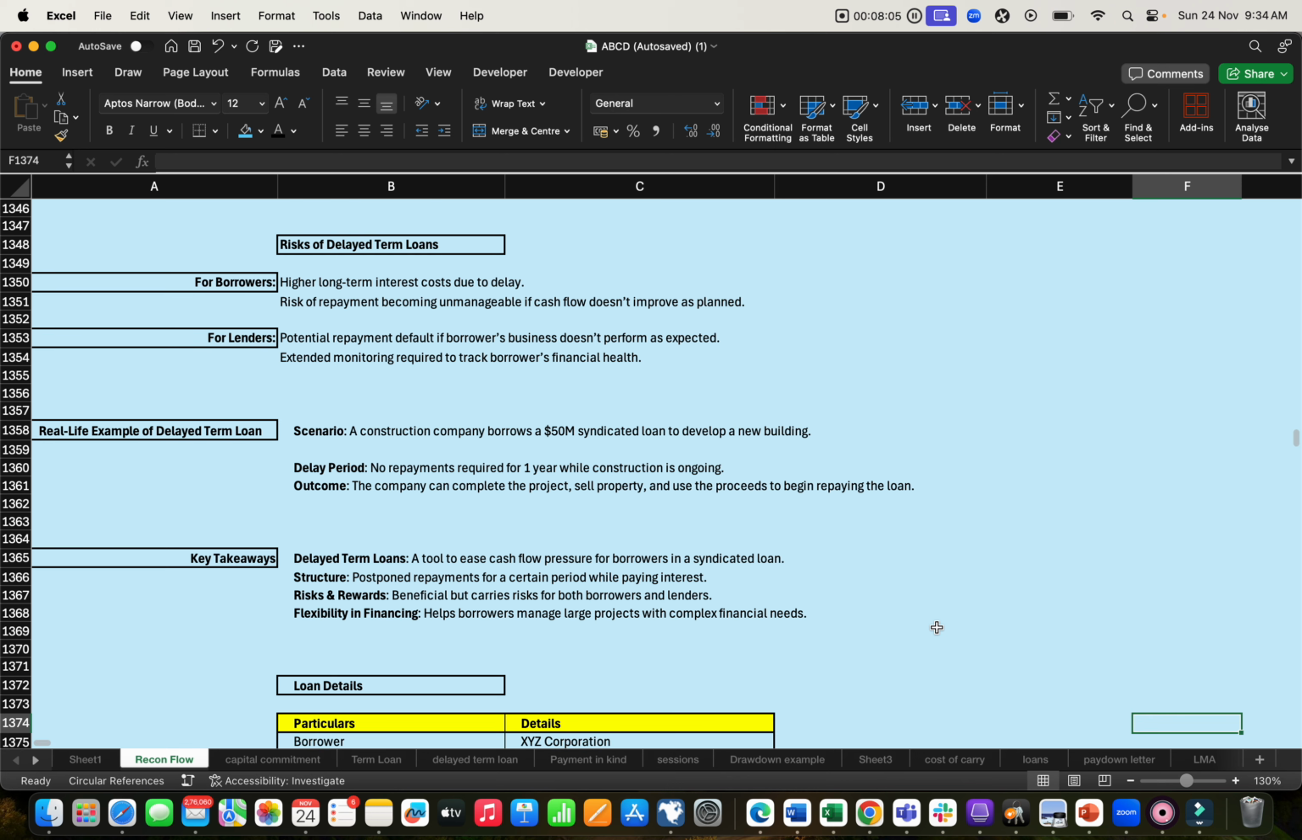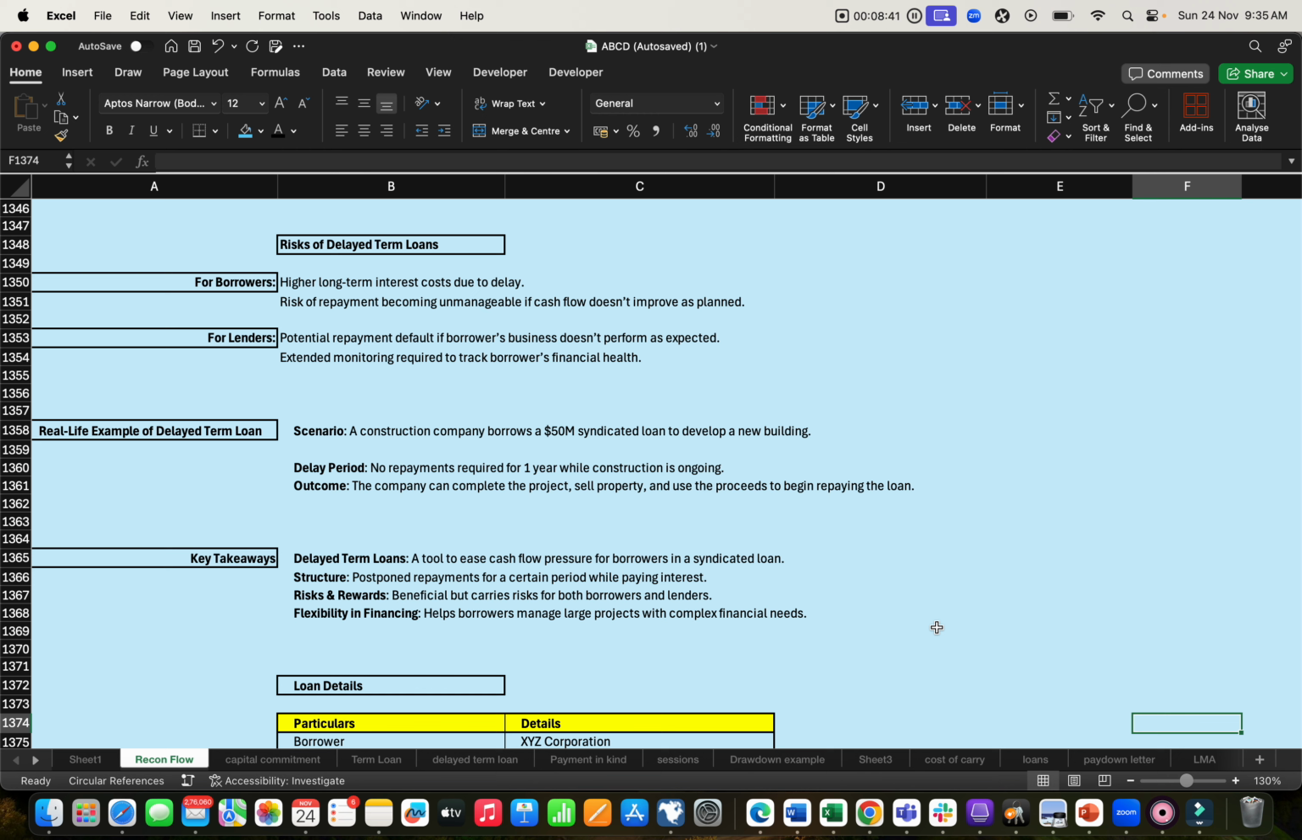So key takeaway from the delay term loan. A delay term loan is a tool to ease cash flow pressure from the borrower. So mainly delay drawdown is used for releasing the pressure from borrower, and when he gets money, he will start the repayment, as we saw in the example of a construction company. Postponed repayment for a certain period, while paying interest. So if repayment gets postponed, he has to pay the interest part as well.